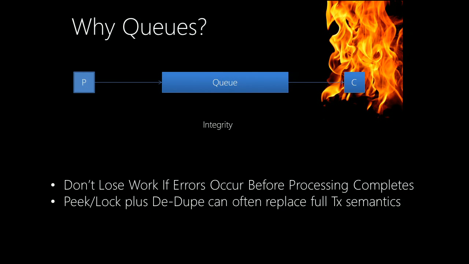But with that mechanism, with peek lock and the duplicate detection that we have, we allow you to do very efficient transaction semantics on that queue. So this is ready for business.